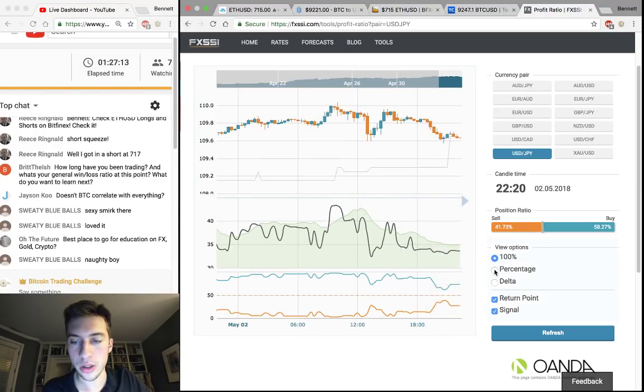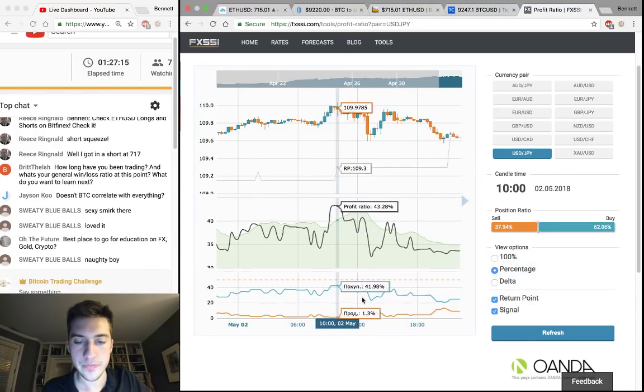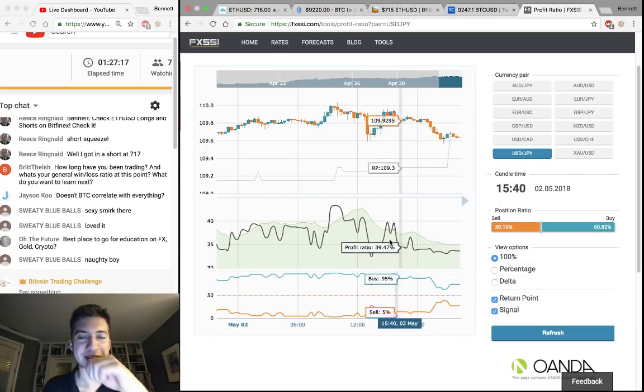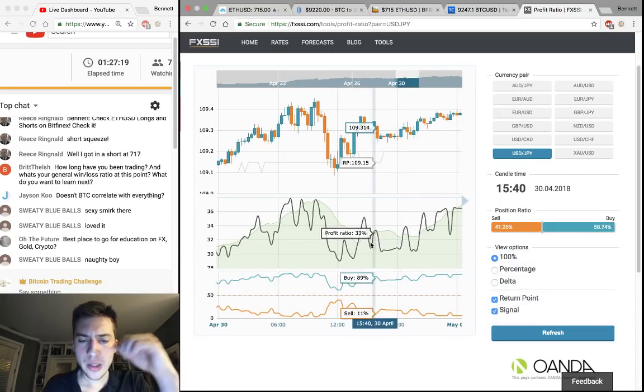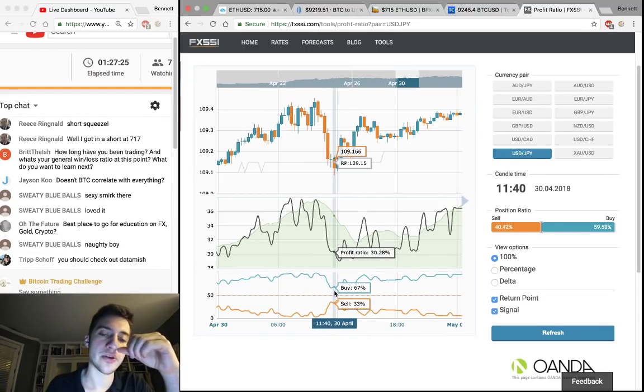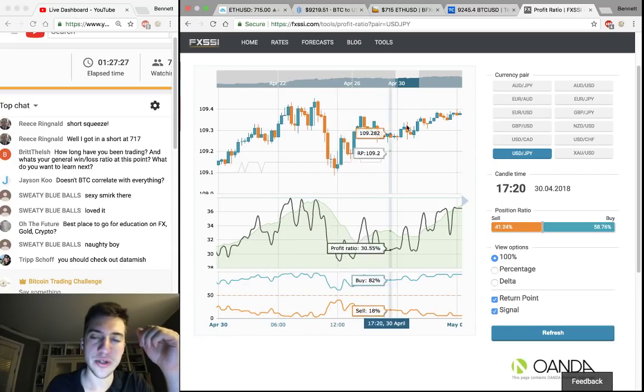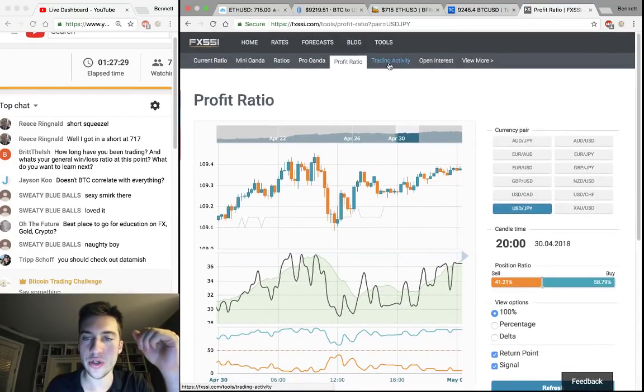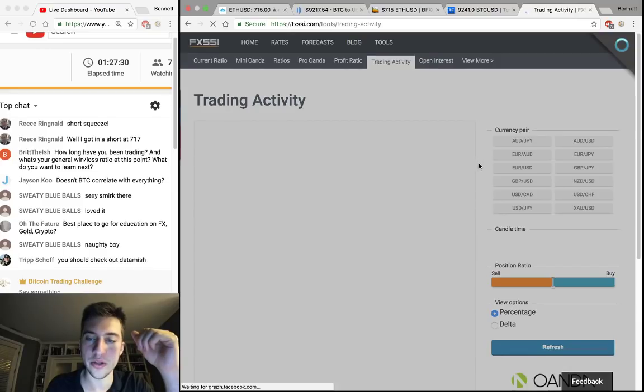And let me just show it. Percentage works here. It's in like Russian. But yes, you can just see these patterns over time. When they get extreme, that's typically when you want to trade the other side of the trade. I use Datamish all the time, but I just wanted to show this one. And then trading activity and open interest are great too.